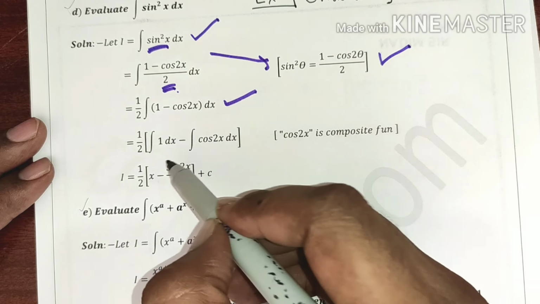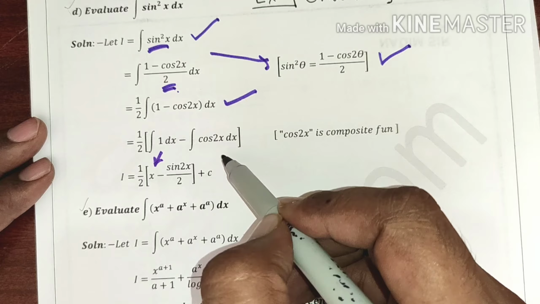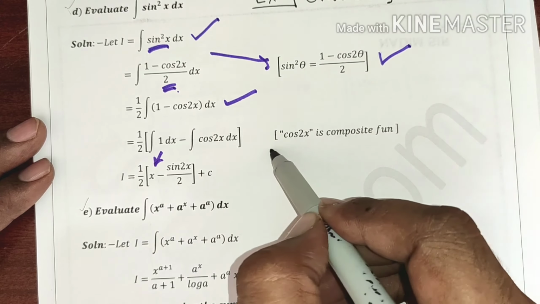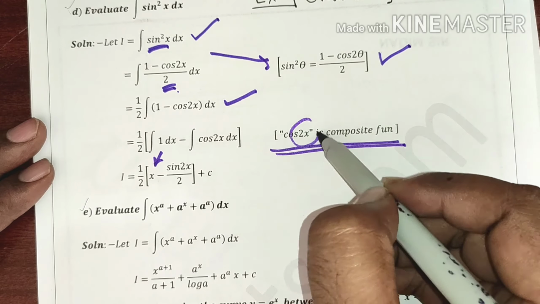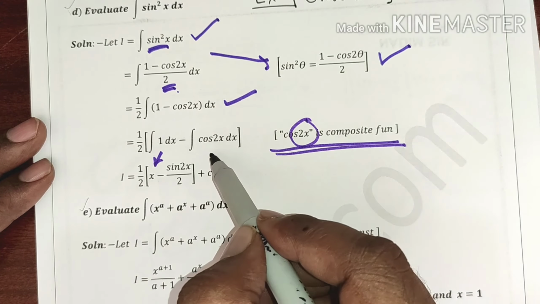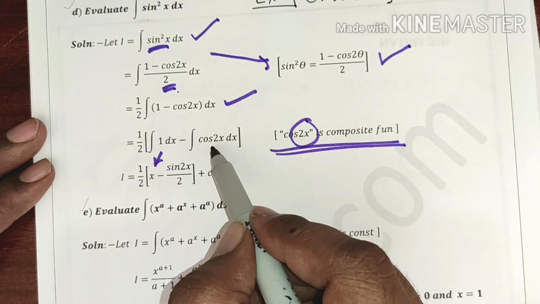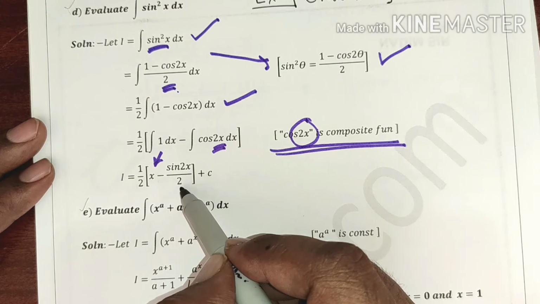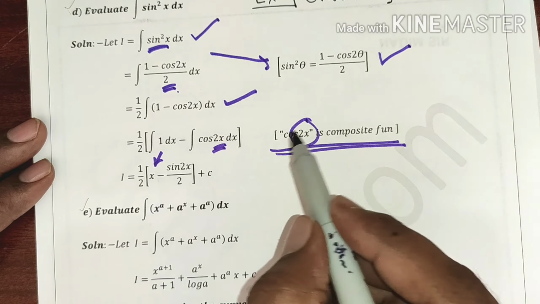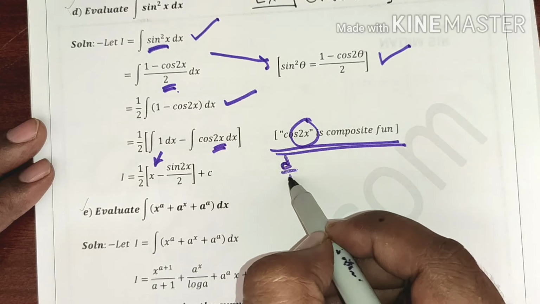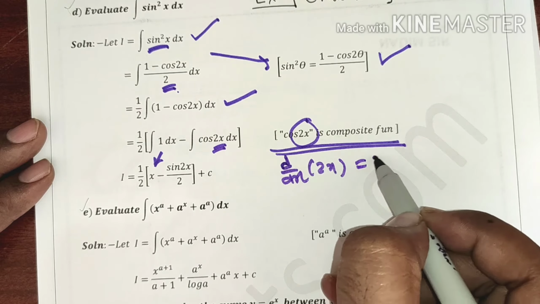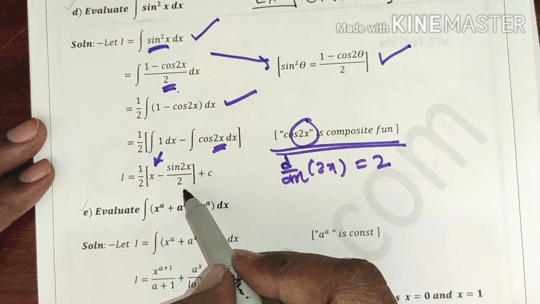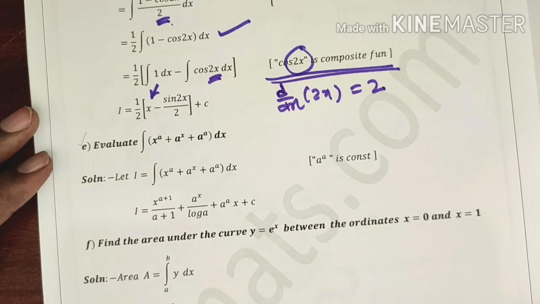We know that the integration of 1 is x, and the integration of cos is sin, but cos 2x is a composite function because of this 2x. So the integration of cos 2x is sin 2x, but we take again the derivative of 2x in the denominator. The derivative of 2x is 2, so it will be in the denominator. See another example.